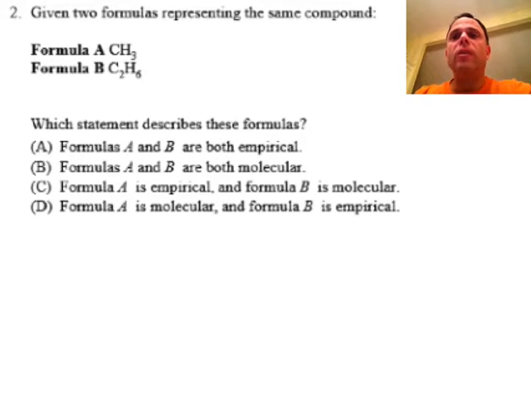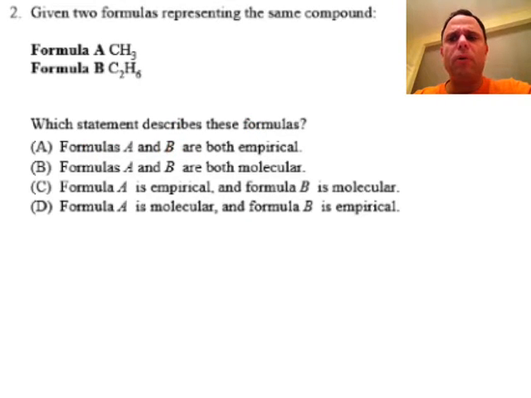Number 2. Given the two formulas representing the same compound, so they are the same compound, but one is expressed as the simplest whole number ratio, 1 carbon to 3 hydrogens, and the other one is a multiple of that, 2 carbons to 6 hydrogens. Which statement describes these formulas?